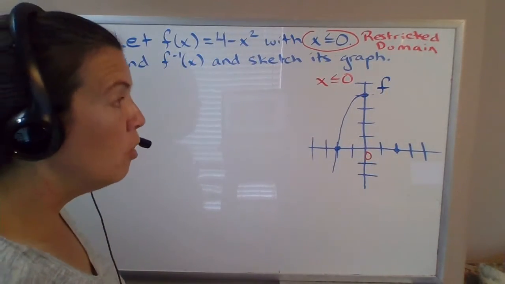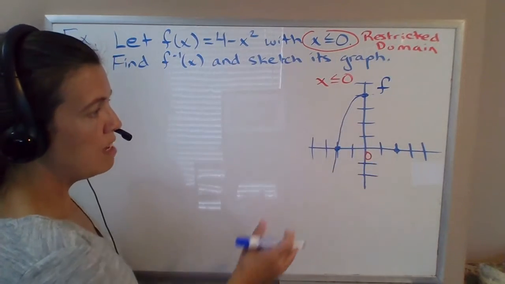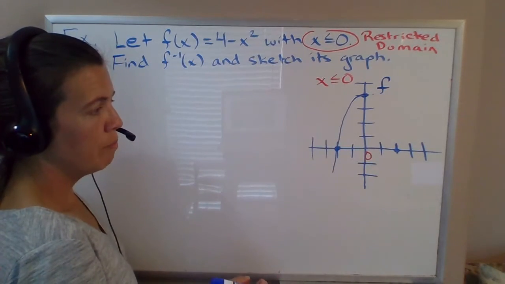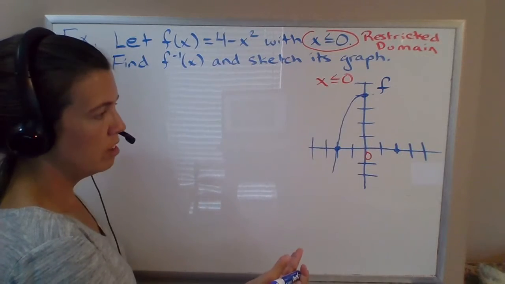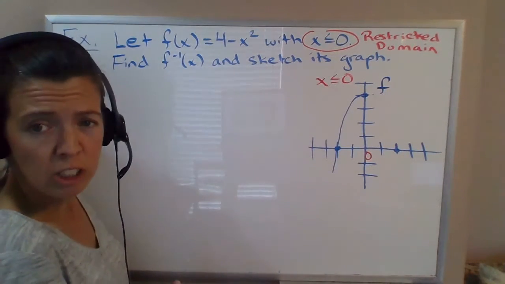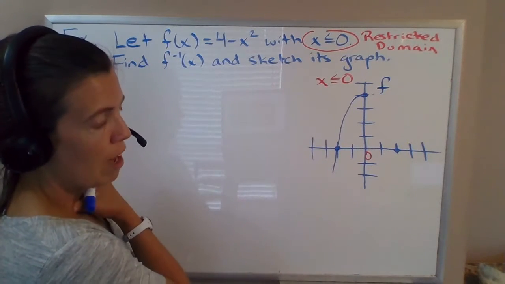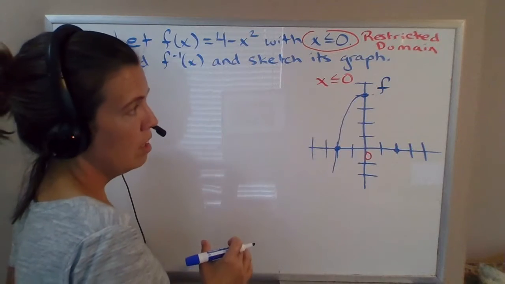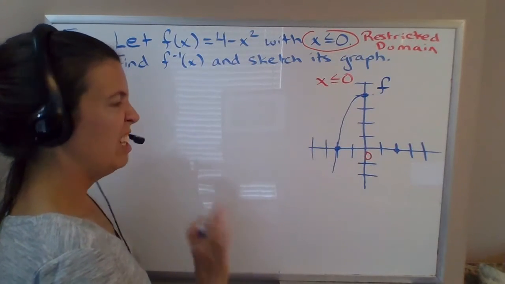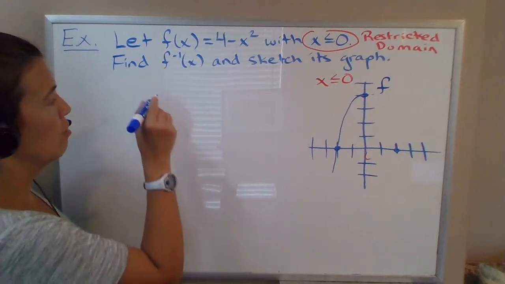Now, we could actually graph the inverse just based on the graph of f here. In fact, maybe I'll go ahead and do that. Without even finding the equation for the inverse, if we have the graph of f on the page here, then we could sketch the graph of the inverse function. Maybe I think I'm going to hold off on that actually. Okay, let's find the equation for the inverse.